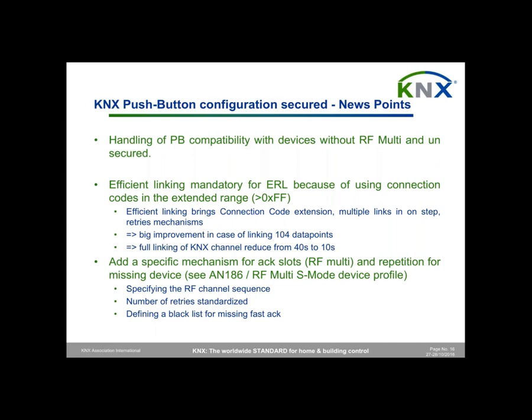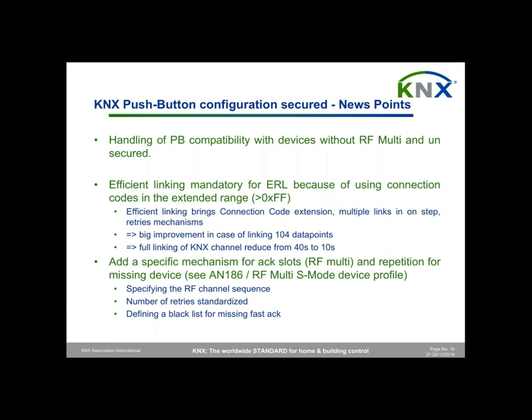That's why KNX introduced in the specification this new part, which specifies firstly the sequence of frequencies to be used. So send on frequency 1, send on frequency 2, send on frequency 3, then go back to 1, to 2, to 3. It also specifies the number of retries. It means the sender will make 1, 2, 3, 4 retries. If I remember well, it is 5 retries in the specification.